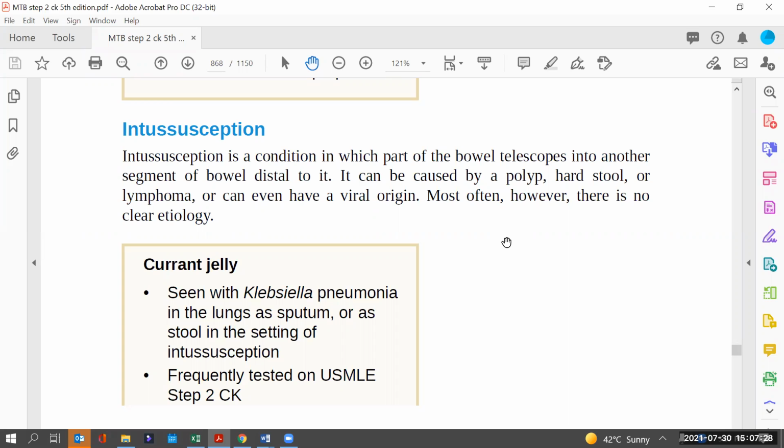distal to it. So of course, we know very well the size of the bowel, especially small intestine, is approximately in meters. So it's very much long. What is happening sometimes is that some part of the distal bowel is going to telescope into another segment of bowel. It's going to intermingle in that one, and it can be caused by a polyp or hard stool or lymphoma, or can even have a viral origin.